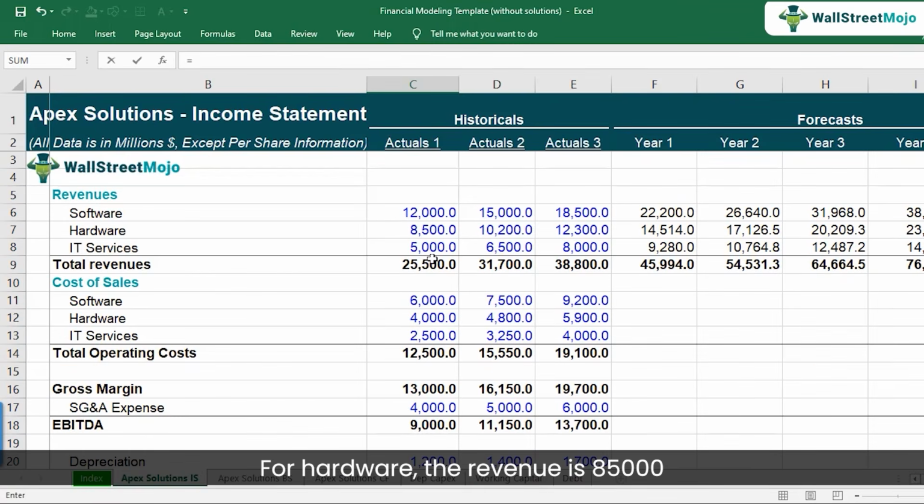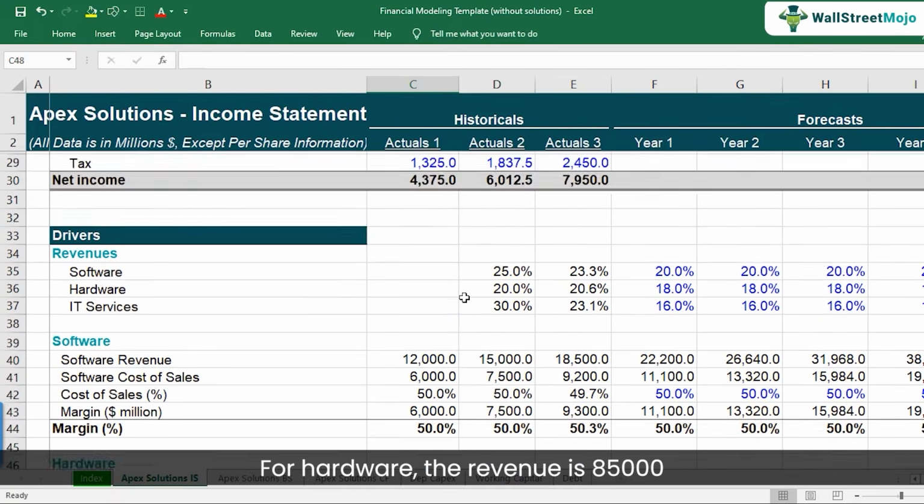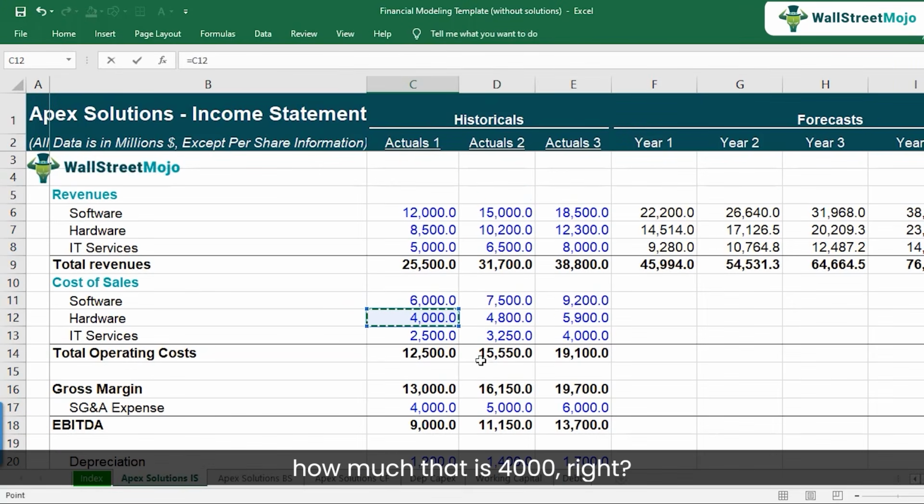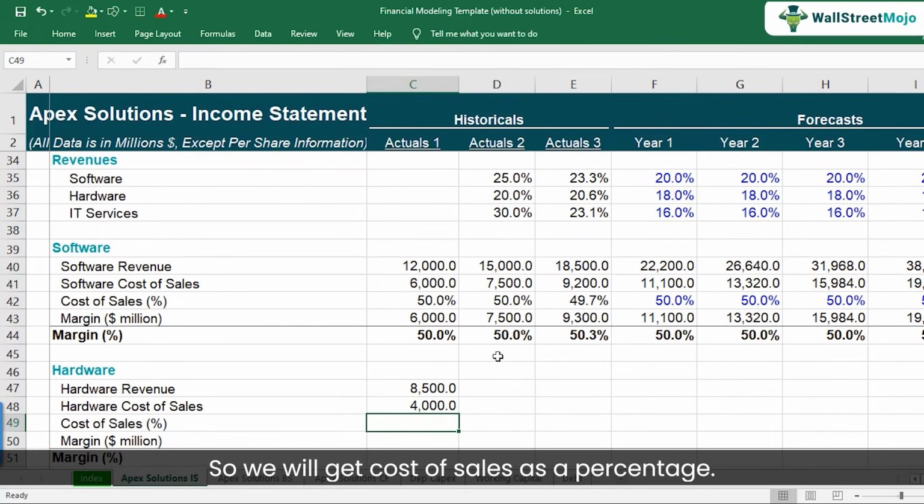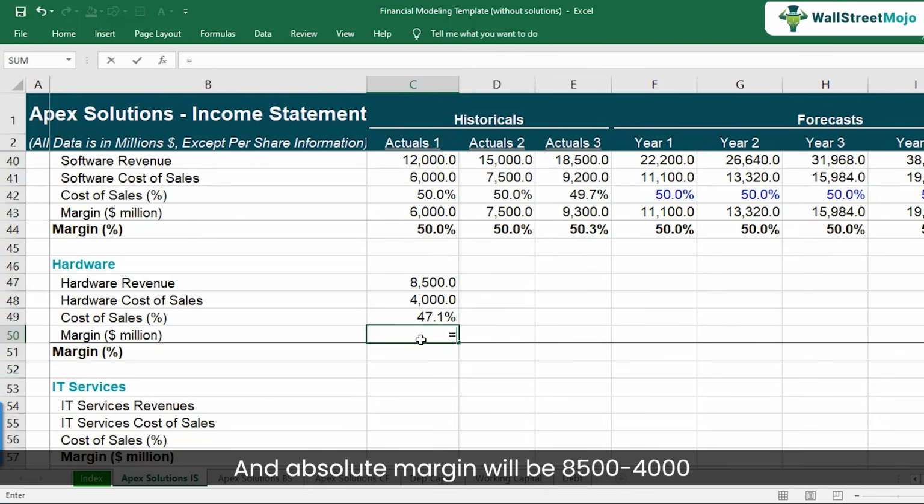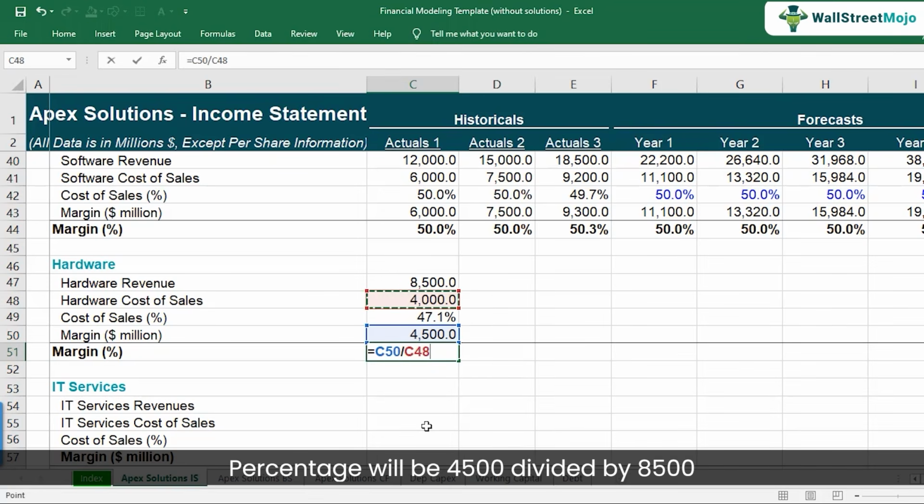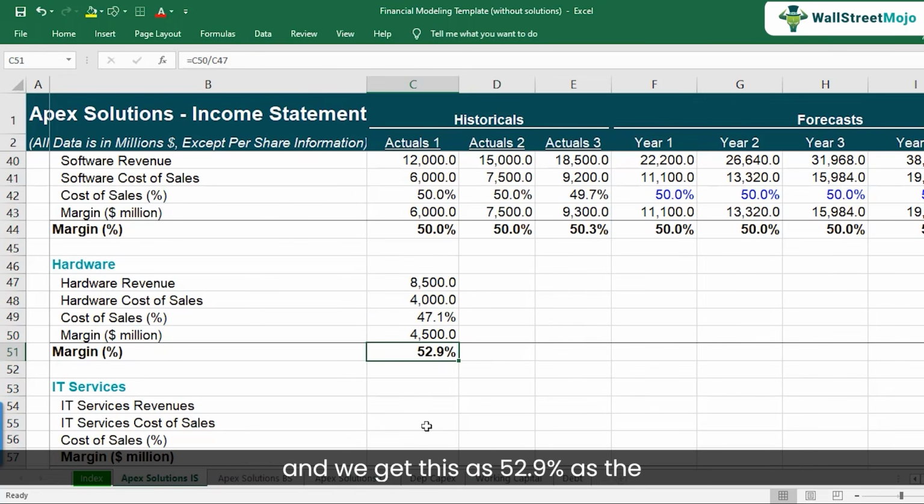For hardware, the revenue is 8,500 and the cost of sales is how much? That is 4,000, right? So we will get cost of sales as a percentage. This will be 4,000 divided by 8,500. Okay. And absolute margin will be 8,500 minus 4,000, and it comes out to be 4,500. Percentage will be 4,500 divided by 8,500, and we get this as 52.9% as the segmental margin, okay, for hardware.